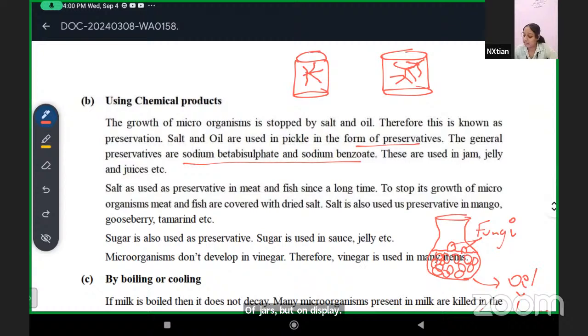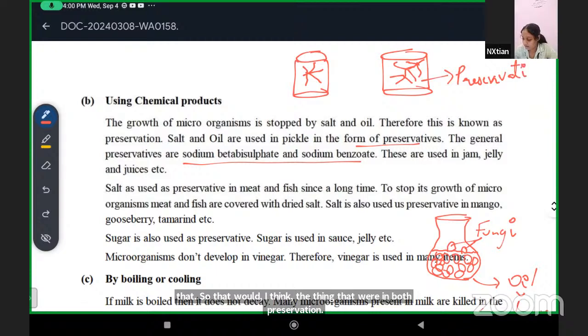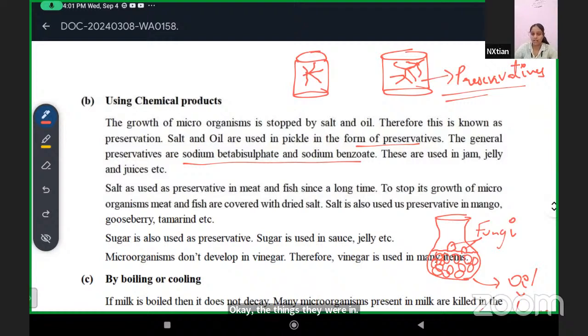So the things they were dipped in were preservatives, and those organisms have been there in those jars for years.